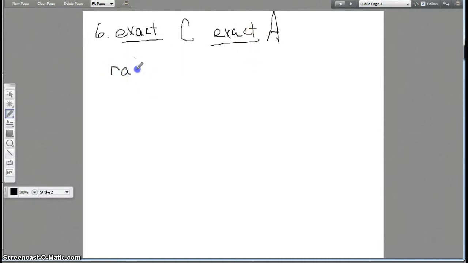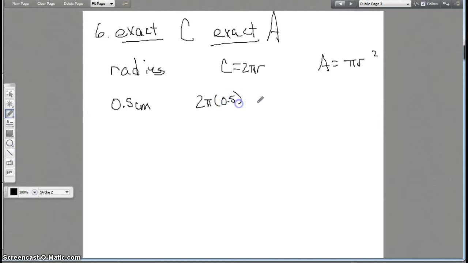So what I'm going to do is make a table. I'm going to write radius on the left, then circumference equals 2 pi r, and then area equals pi r squared. And we'll just do this for a couple of different radii, because radii is the plural of radius. So let's try 0.5 centimeters. If our radius is 0.5 centimeters, then our circumference is going to be 2 times pi times 0.5, and that's just going to be pi. And we will leave our answer in terms of pi. That means we leave pi in our answer. We don't replace it with 22/7 or with 3.14.